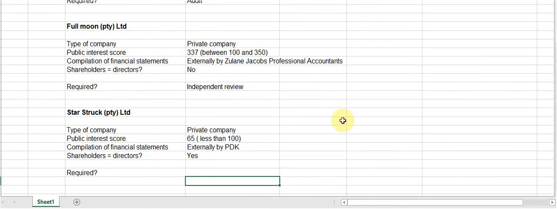So this is quite interesting because this is the first one where it actually makes a difference. Because the shareholders are now directors, we do not need an independent review or an audit. So none is required. You do not need an audit. You do not need an independent review. Why is that? It is because if we look at this question, it says it is less than 100 and it is externally compiled.